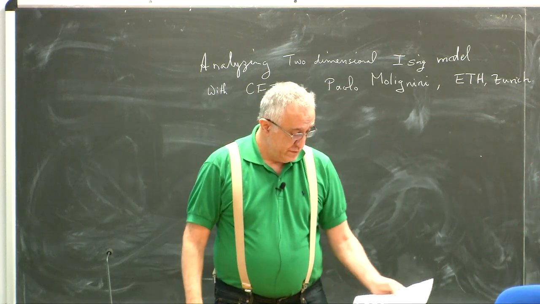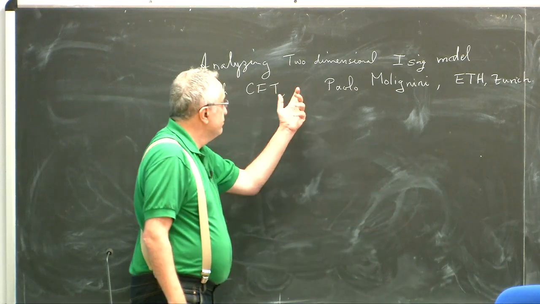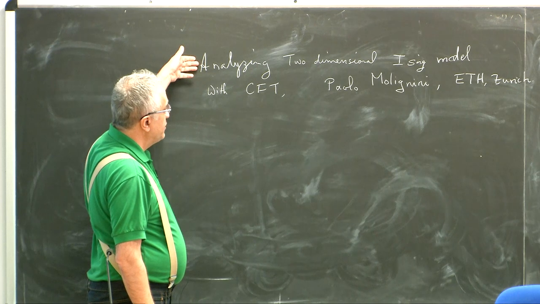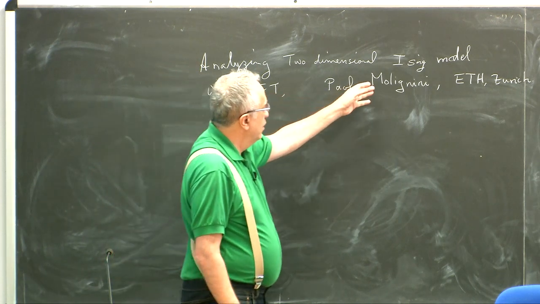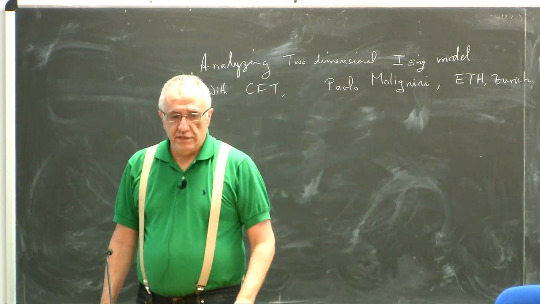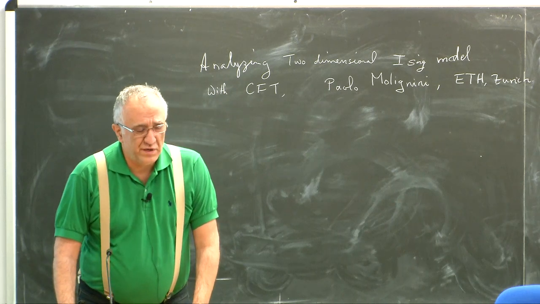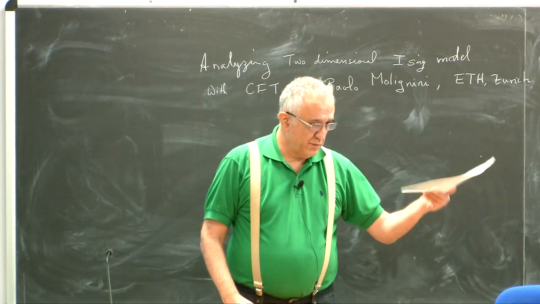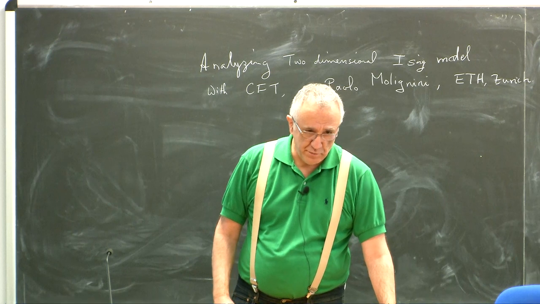I found this report on the internet. It's very, very good. In fact, I suggest you read it. Analyzing the two-dimensional Ising model with CFT, Paolo Molinini, ETH Zurich. I prefer not to photocopy it. This is a long document with a lot of detail. Just find the electronic version, save some paper.